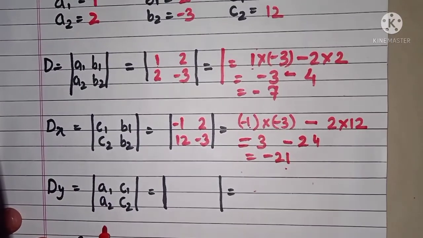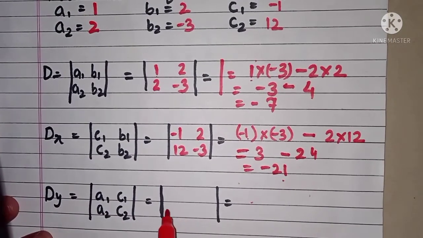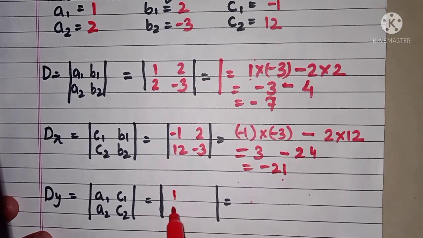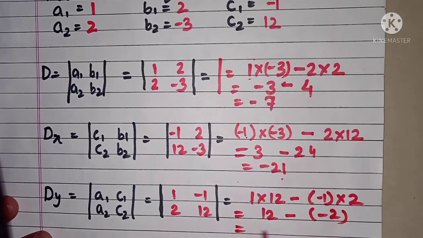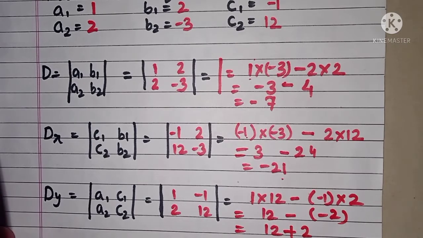Next, a1 a2 c1 c2. So a1 is your 1, 2, c1 is your minus 1, 12. 1 into 12 minus 1 into 2, this part. So 12 minus, this minus is already carried. 1 2s are 2. So 12 minus minus plus, it will become 14.